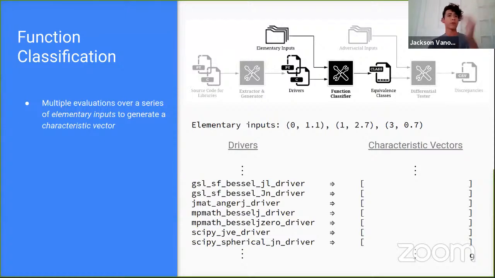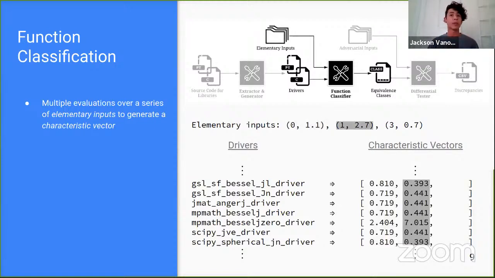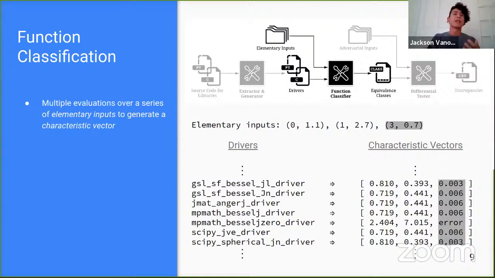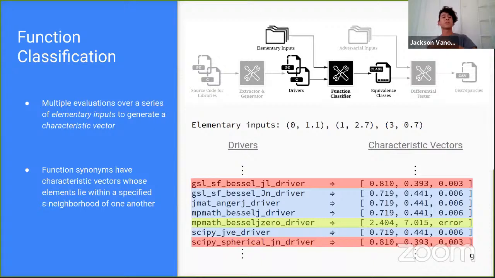So what that's going to look like, we have a column here of all of our drivers that we've extracted, all our characteristic vectors, and a set of elementary inputs there across the top. And as we evaluate them one at a time, we're going to populate those characteristic vectors. These characteristic vectors can be thought of as encoding or representing the semantics of the function that generated them. And function synonyms are going to be those that have identical characteristic vectors. We can see in blue there a subset of those regular cylindrical Bessel functions that were in the example earlier, and two more that map together because they have identical characteristic vectors, and one outlier.